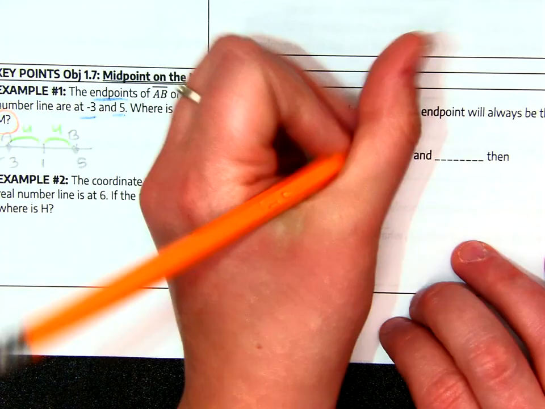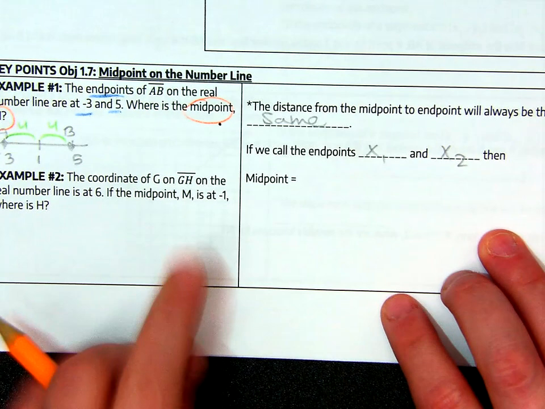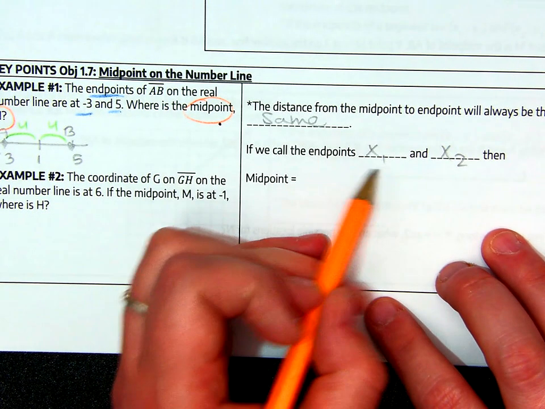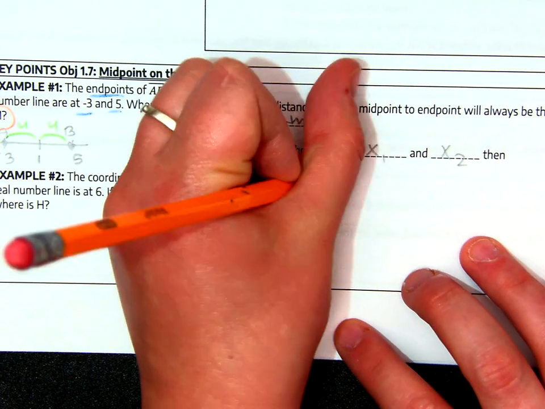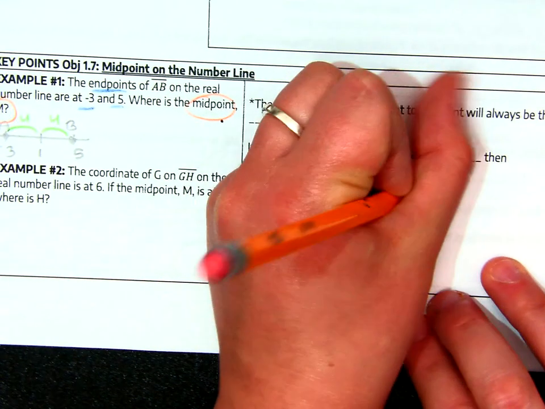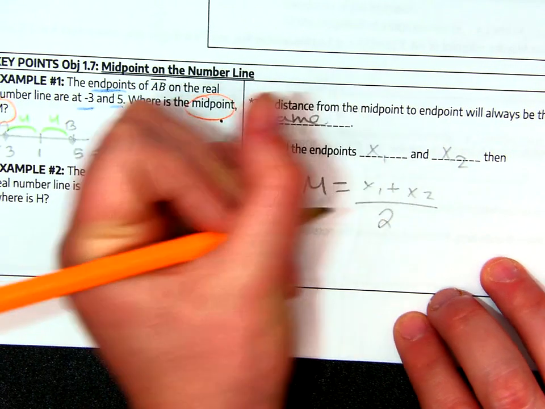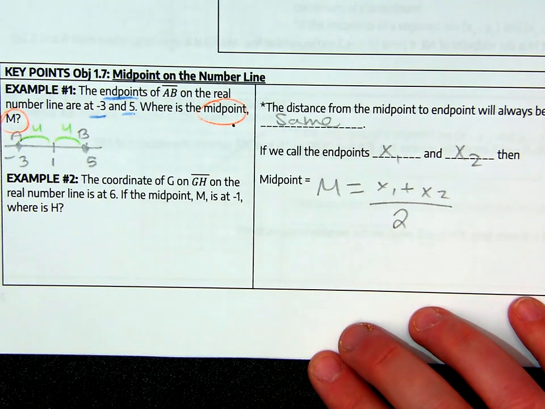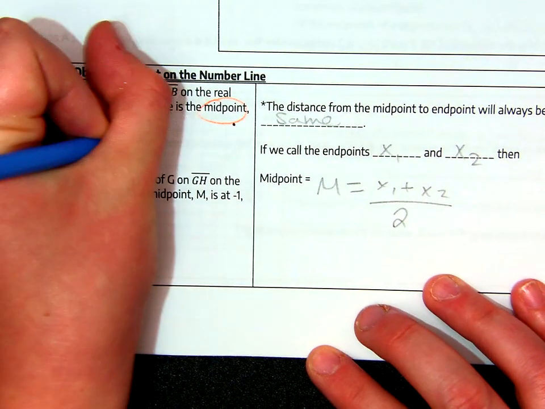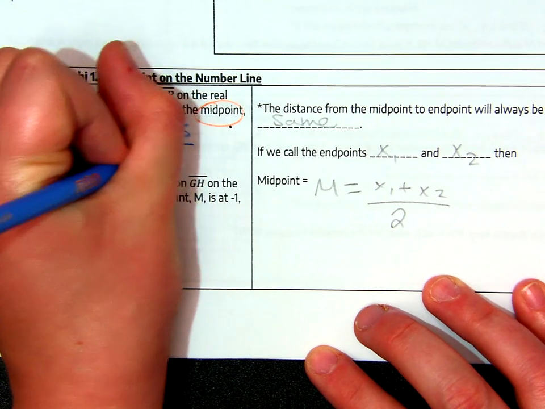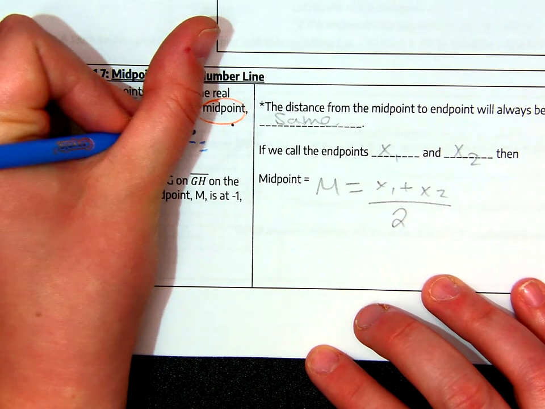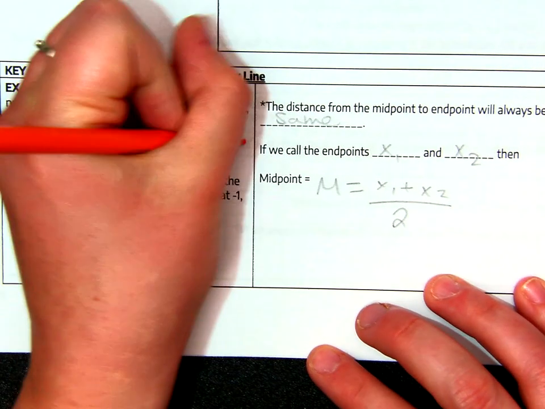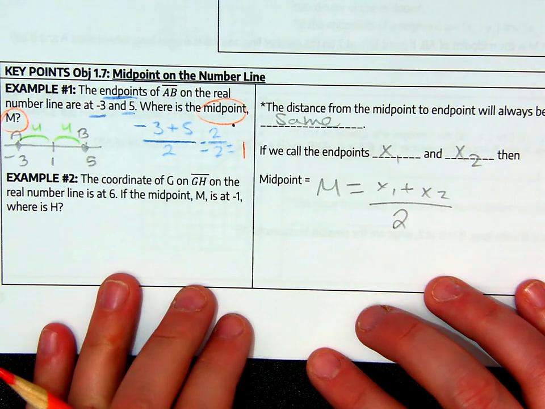Or if we call our endpoints x1 and x2, we're really on an x-axis here, just a flat number line, then we can calculate the midpoint, we'll call it M, by taking that average. We can do (x1 plus x2) divided by 2 and that will give us the midpoint. So what I could have done here is taken my endpoints, (-3 plus 5) divided by 2, and then -3 plus 5 is 2, over 2 equals 1. So that's another way of finding the midpoint.